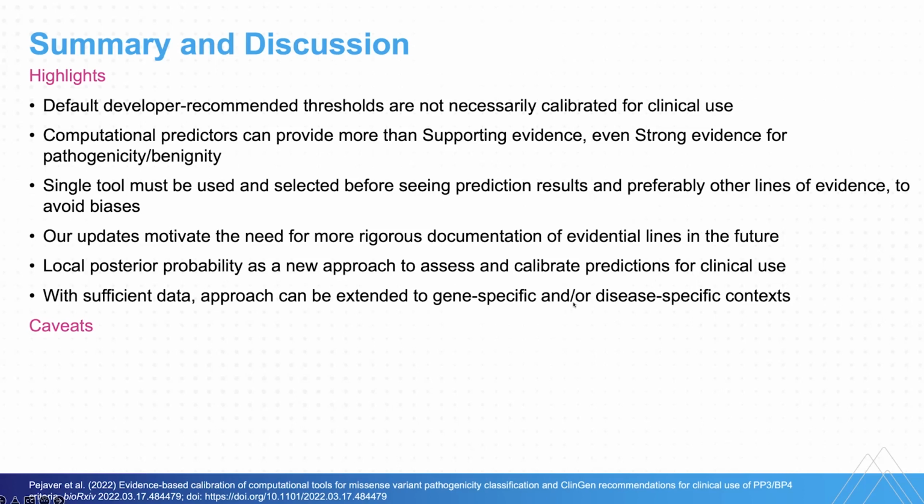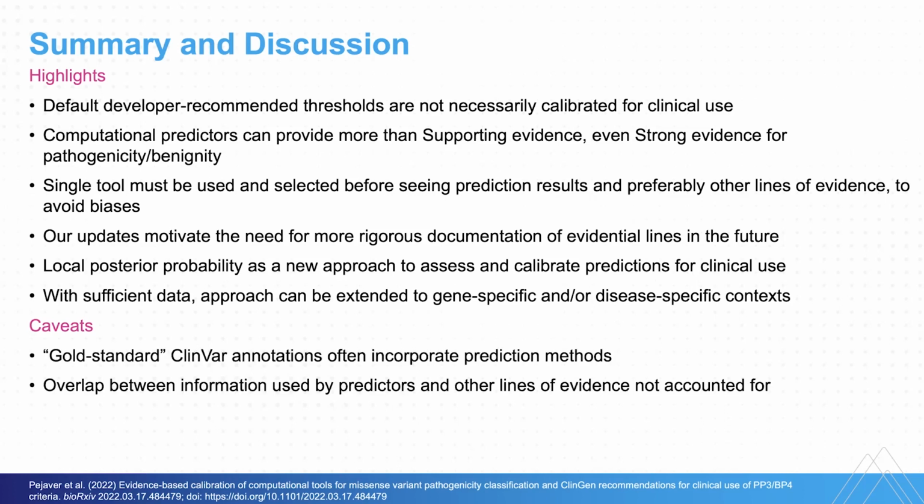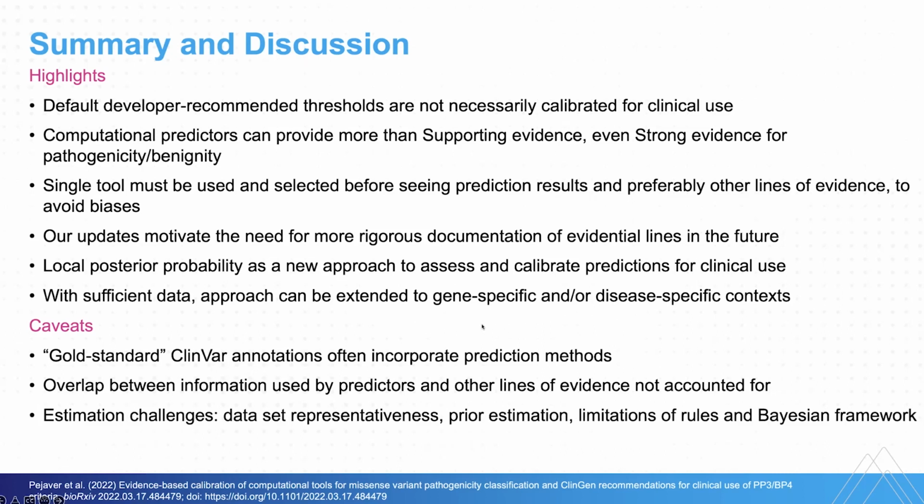Here, we took variants in a disease-agnostic fashion as a bunch from ClinVar because we wanted large amounts of data. Some caveats: ClinVar annotations often incorporate prediction methods, and we don't have access to that level of detail, to my earlier point in the discussion slide. There's definitely overlap between information used by predictors and other lines of evidence, and that's an issue if you're thinking about the ACMG AMP guidelines in general.